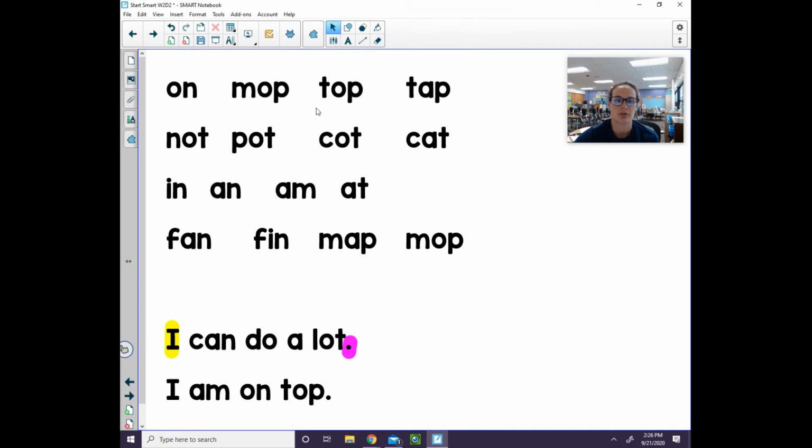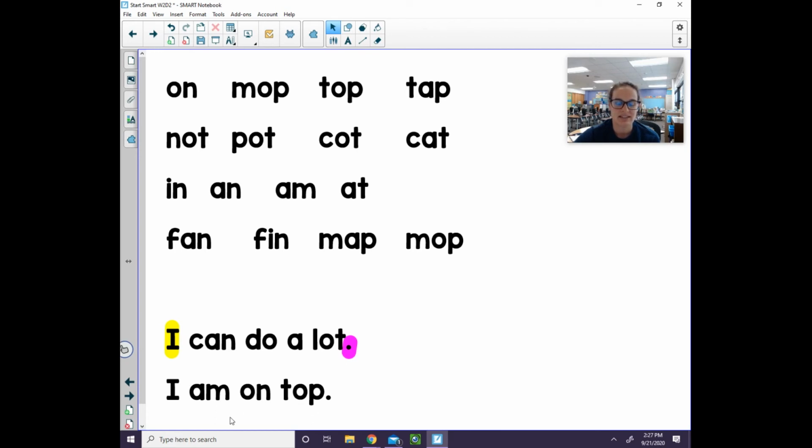Let's go ahead and we're going to read this sentence now. There are some words we're going to have to sound out, but other words, we know them now because they are sight words for us. I can do a lot. Let's go back and read that one more time. I can do a lot. Nice job. Keep reading that sentence if you need a little more practice. You can pause the video.